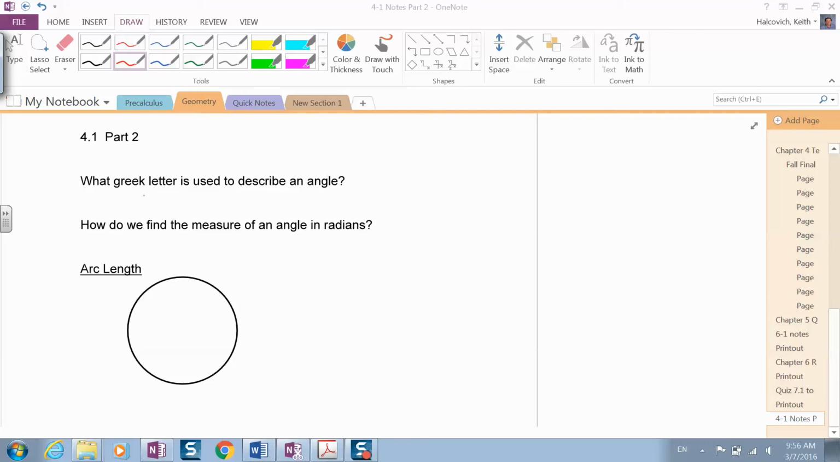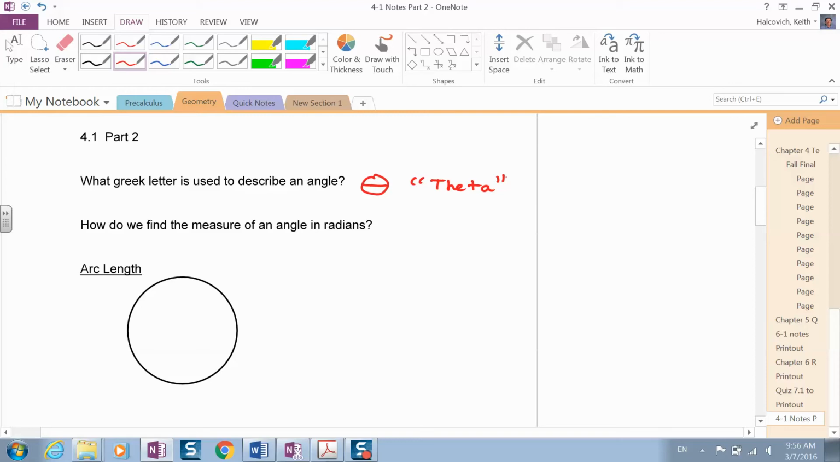First question is, what Greek letter is used to describe an angle? And that Greek letter is called theta. Whenever we talk about an angle in trigonometry, we always use the Greek letter theta.